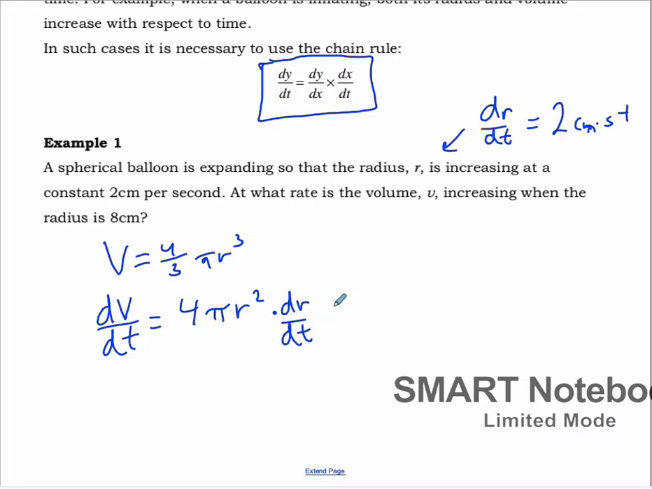This is the equation where I'm going to substitute in the values they give in the question. At 8 centimeters, that's when r equals 8, and dr/dt is 2. I can just work that out, and that gives you 512 pi cubic centimeters per second as the answer.